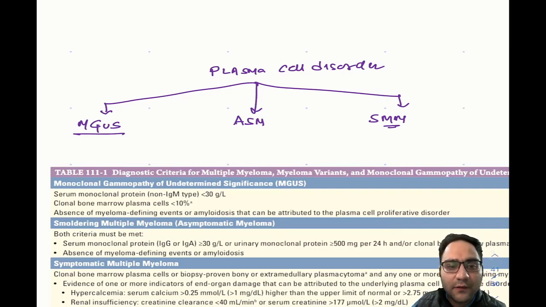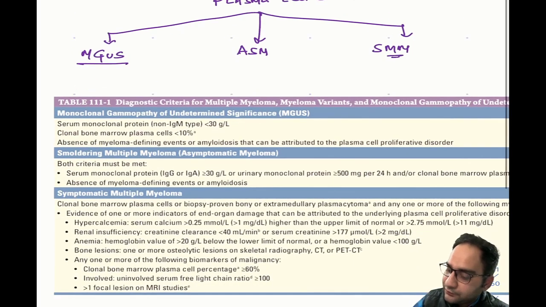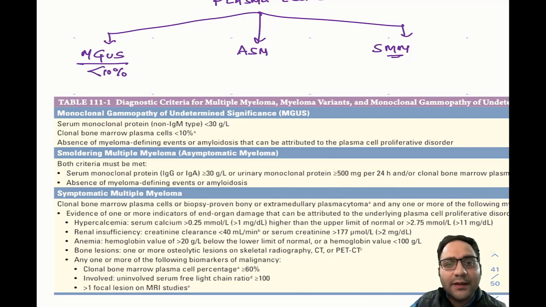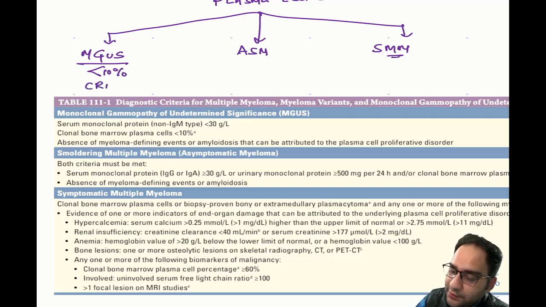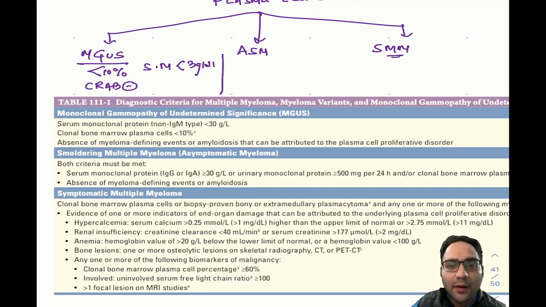Now, each of these has its own criteria. What you need to remember is that in MGUS, the myeloma cells in the bone marrow are less than 10%, and they definitely do not have any CRAB features. The serum monoclonal myeloprotein, the M band that you get, is also less than 3 gram per dl.